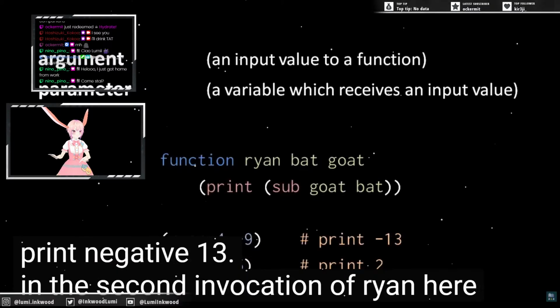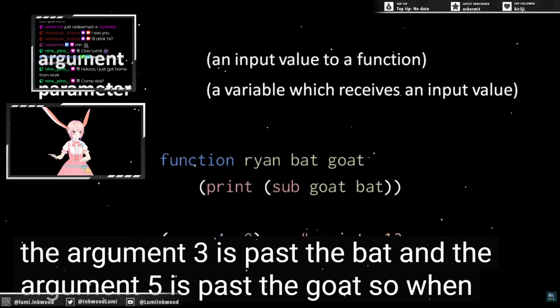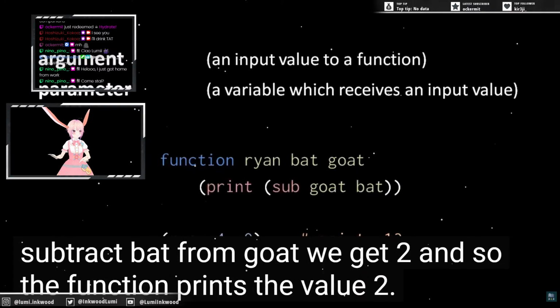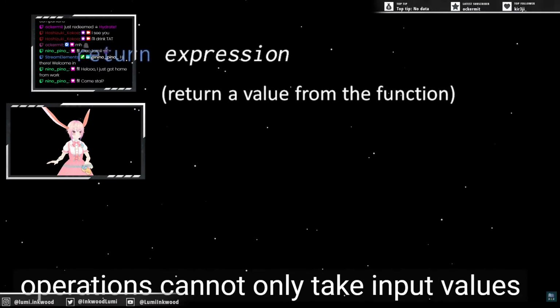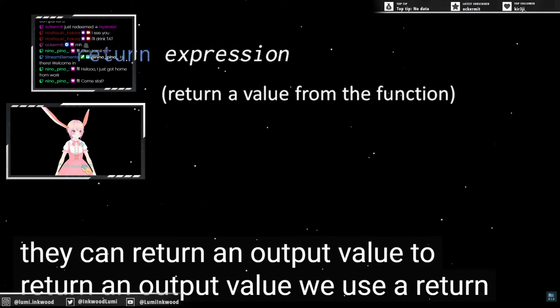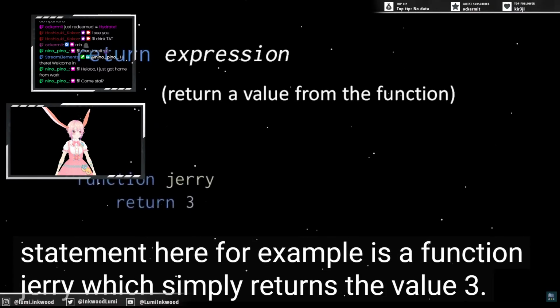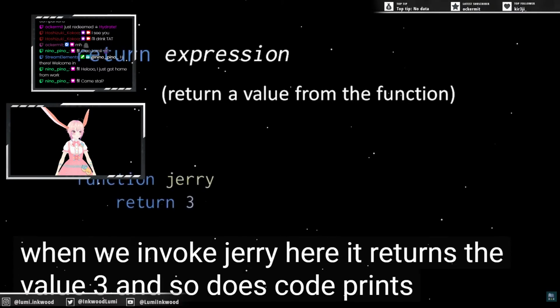In the second invocation of Ryan here, the argument 3 is passed to bat, and the argument 5 is passed to goat. So when we subtract bat from goat, we get 2, and so the function prints the value 2. Operations can not only take input values, they can return an output value. To return an output value, we use a return statement. Here, for example, is a function Jerry, which simply returns the value 3. When we invoke Jerry here, it returns the value 3, and so this code prints 3.